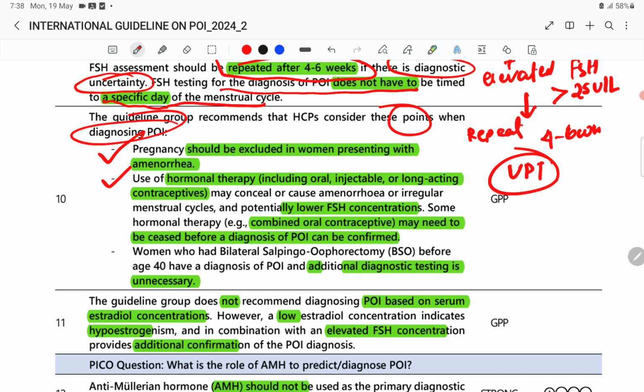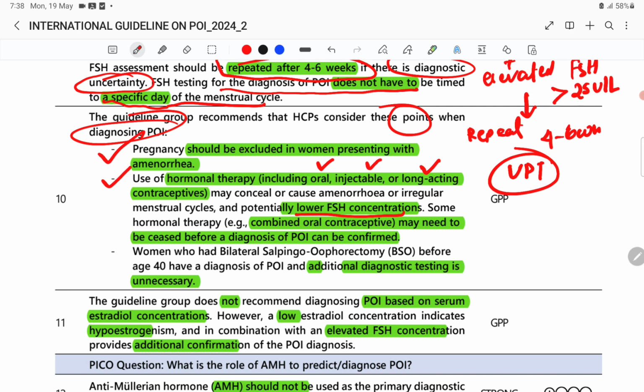And then you have to exclude the use of hormonal therapy, including oral, injectable, and long-acting contraceptives, which may conceal or cause amenorrhea. If they are taking OC pills, injectable contraceptives, long-acting DMPA, or an LNG IUD, there will be chances of amenorrhea or irregular cycles. Potentially that will cause lower FSH concentration.